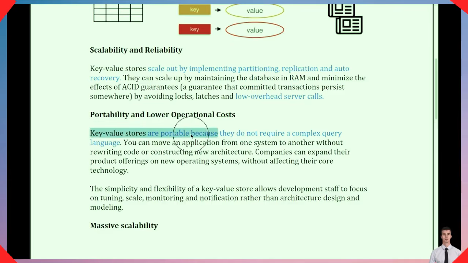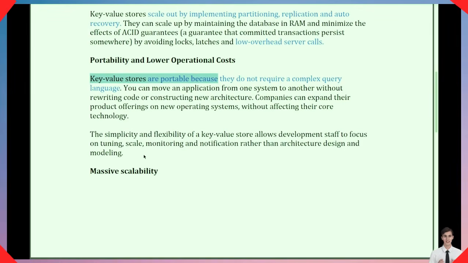Key value stores are portable because they do not require a complex query language. They can move an application from one system to another system without rewriting the code or constructing a new architecture. The simplicity and flexibility of key value store allows development staffs to focus on tuning, scaling, monitoring, and notification rather than architecture design and modeling.